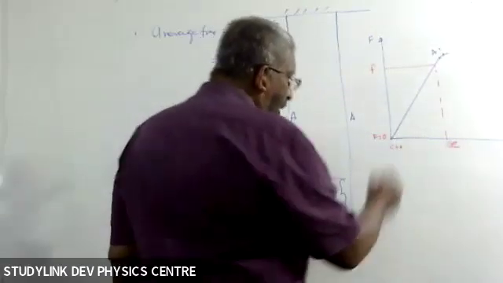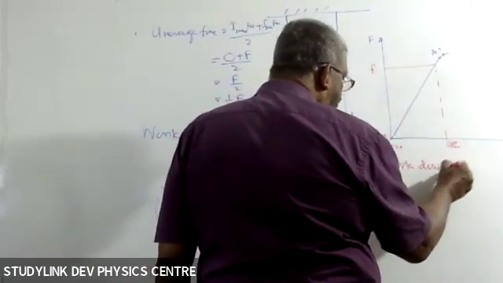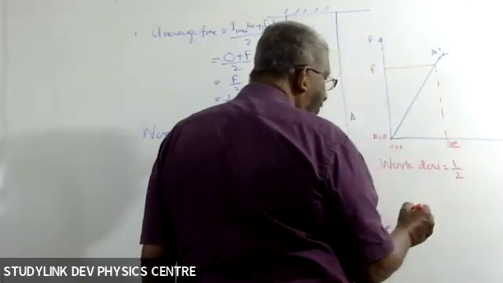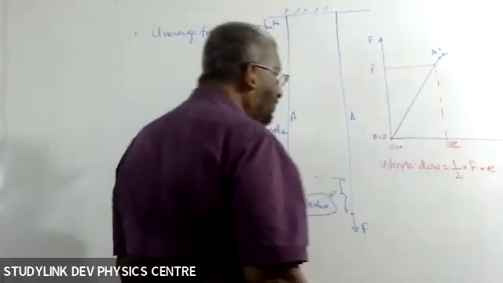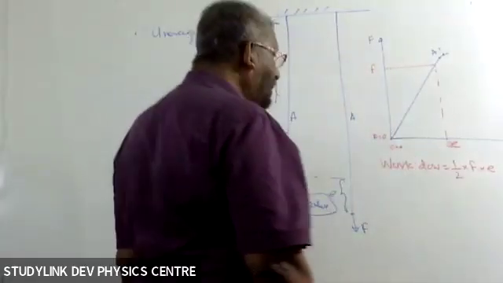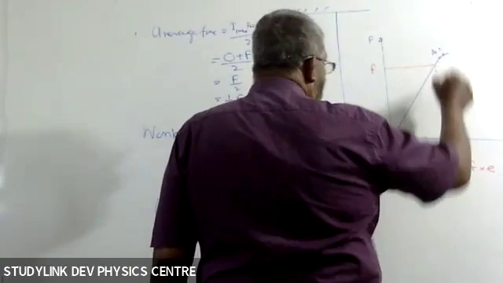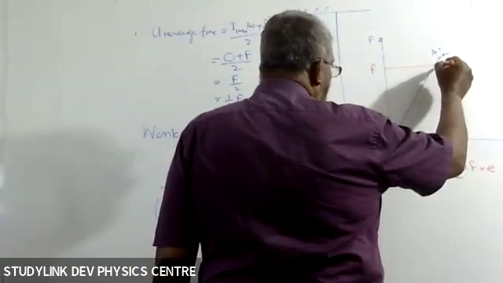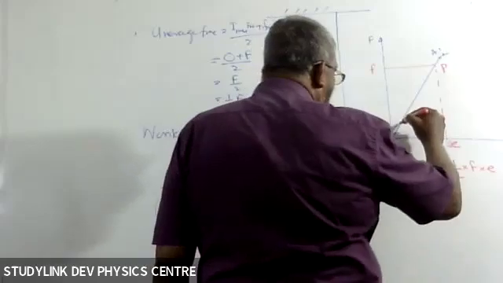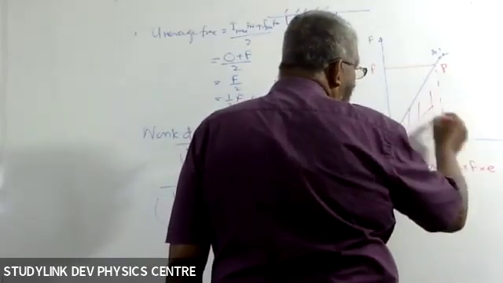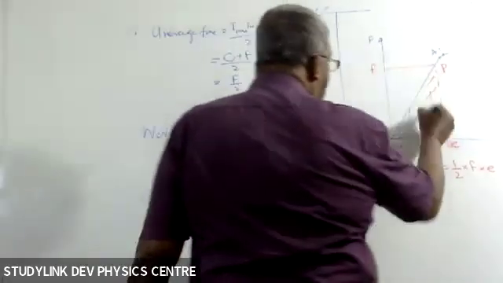Now, according to the previous theory, work done is equal to half force into extension. Now consider the graph, and up to the point P, this area, that area, we'll say A.